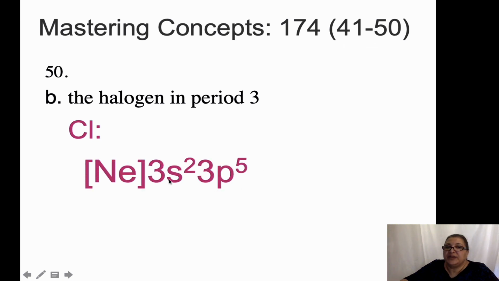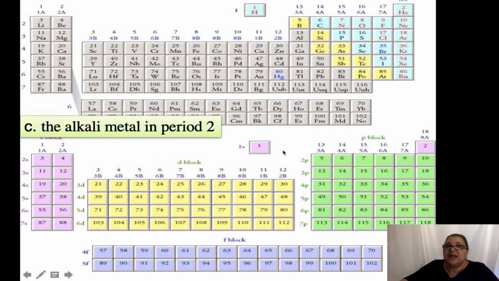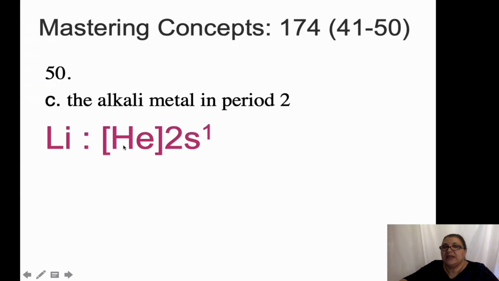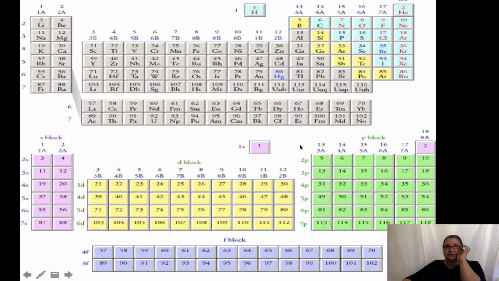Neon 3s2, 3p5. Okay, for C, an alkali metal in period 2. Alkali metal in period 2 right here. Alkali, from your colored periodic table, you know it's 1A. So it's lithium. For lithium, you go to the noble gas right before it, which is helium, and then 2s1. Okay, helium, 2s1.